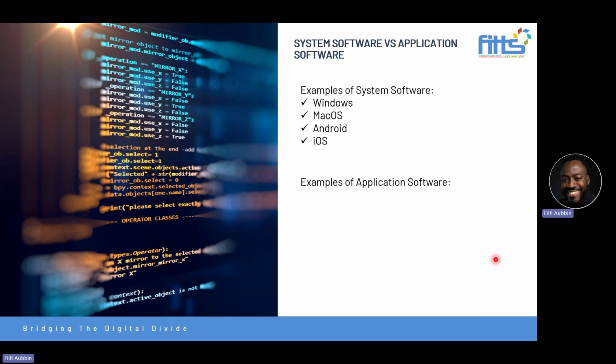Now let's take a look at some examples of application software. So what do we mean by application software? We usually call these apps, and it helps you perform specific tasks. So I cannot use a word processing application to play a video or watch a movie or browse the internet. It is designed for a specific purpose. So once you get that, you don't have an issue.